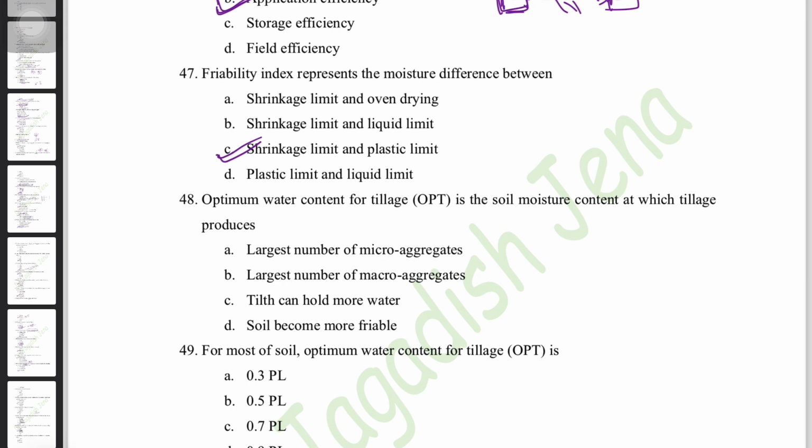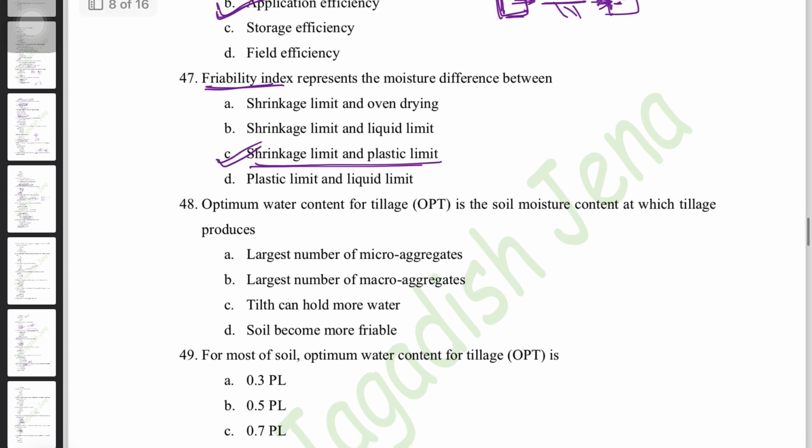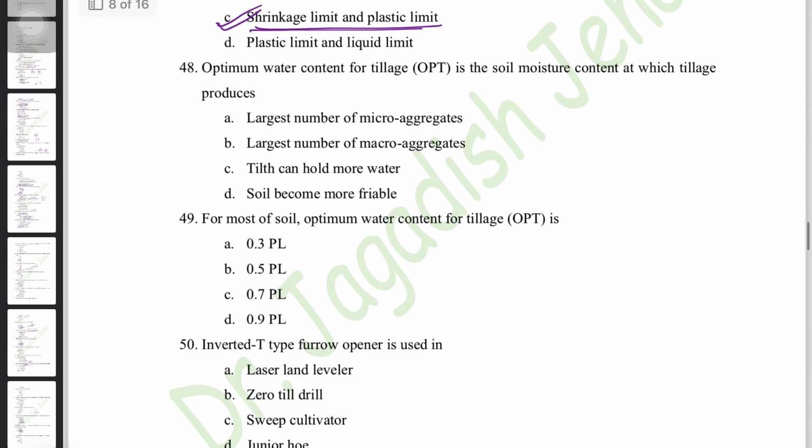Then another one is liquid limit. Liquid limit means above which moisture level the soil will easily flow down, so it is basically liquefied. This shrinkage limit and plastic limit, in between there is what is called friability index, and that is the optimum moisture condition for tillage.